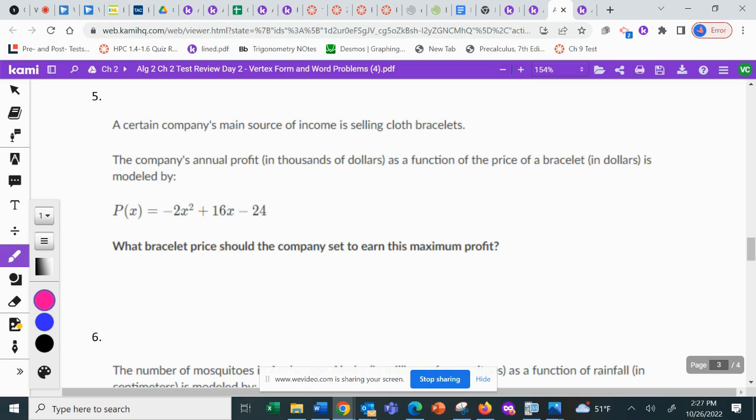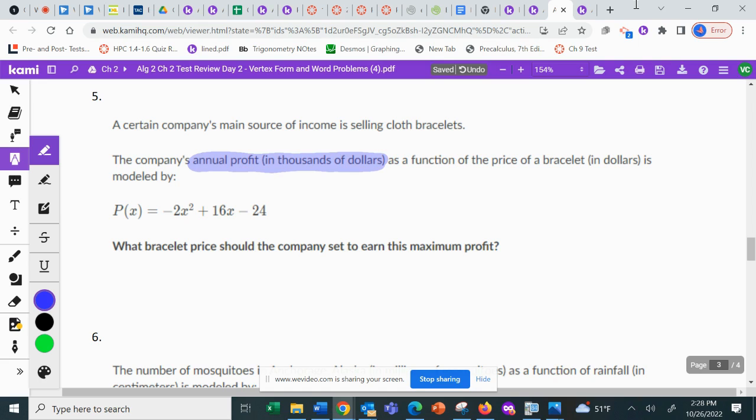No? Okay. So a certain company's main source of income is selling cloth bracelets. The company's annual profit in thousands of dollars, I'm going to highlight annual profit in thousands of dollars, as a function of the price of a bracelet in dollars, is modeled by, and then they gave us an equation. So this equation explains how they get their profit depending on how much they sell their bracelets for.